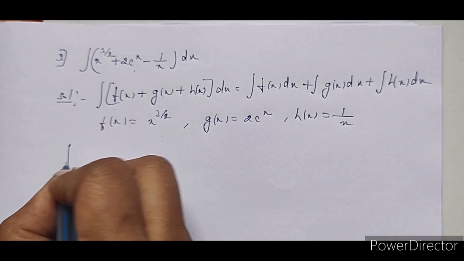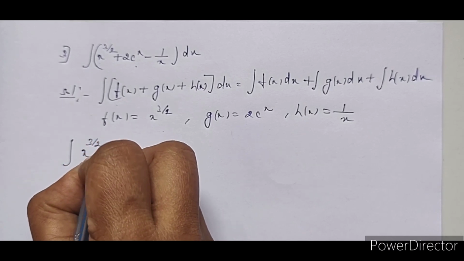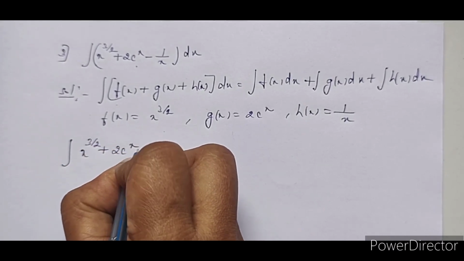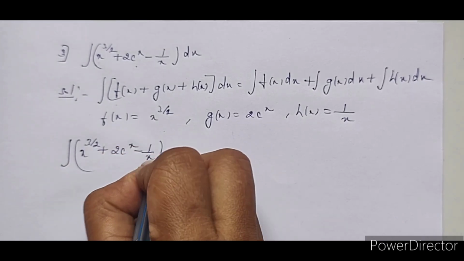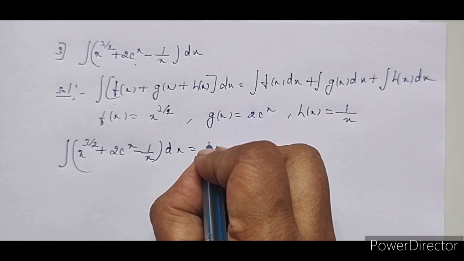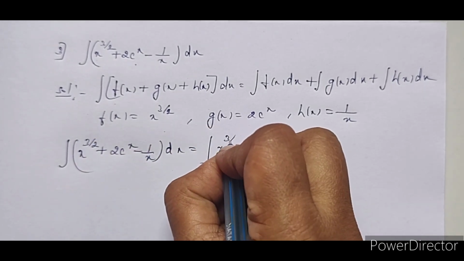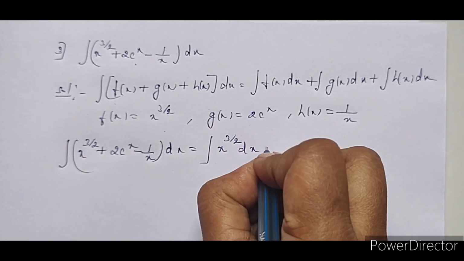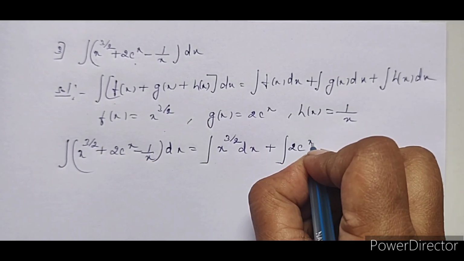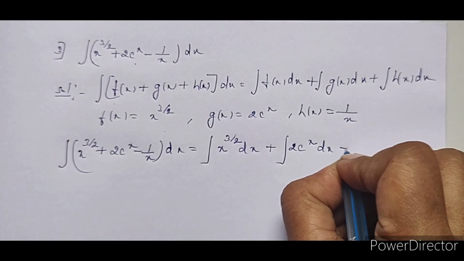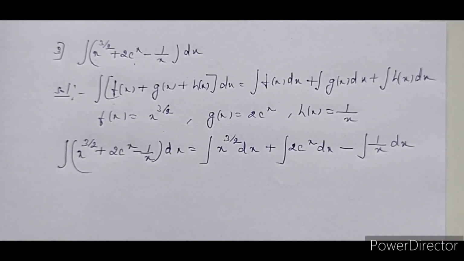So the integration of x to the power of 3 by 2 plus 2 into e to the power of x minus 1 by x dx can be written as the integration of the first function. What is the first function? In the place of f of x, you have x to the power of 3 by 2 dx plus the integration of the second function. The second function is 2 into e to the power of x dx. Instead of plus it is minus, so integration of 1 by x dx.